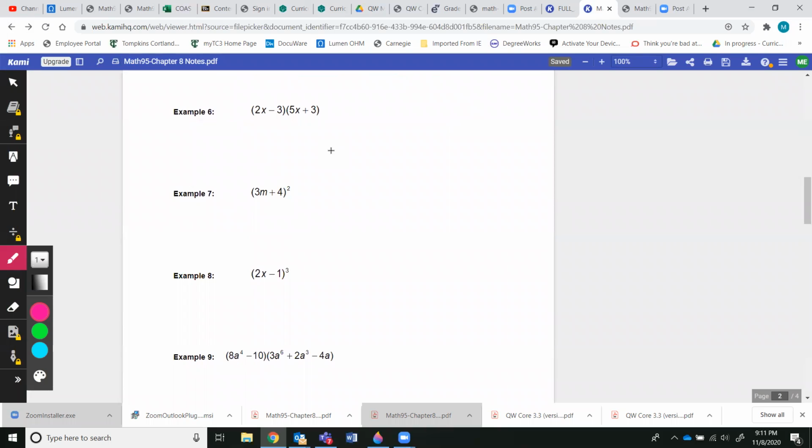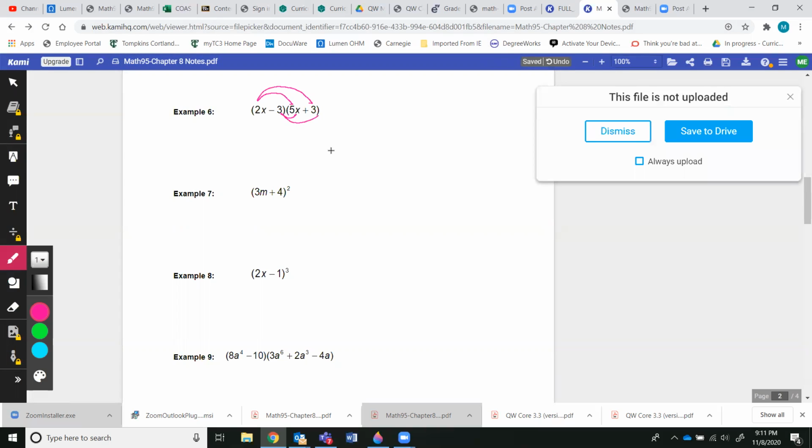So let's go down here to example 6. We did not do example 6 the other day. So we have to think about either FOIL in this particular case, or the expanded form of that is just thinking that every term in the first polynomial gets multiplied by every term in the second polynomial. So 2x gets multiplied by 5x, 2x times 3, and then negative 3 times 5x, and negative 3 times 3.